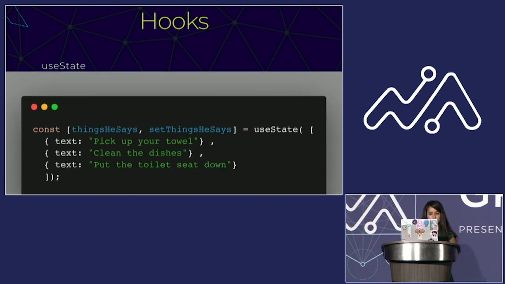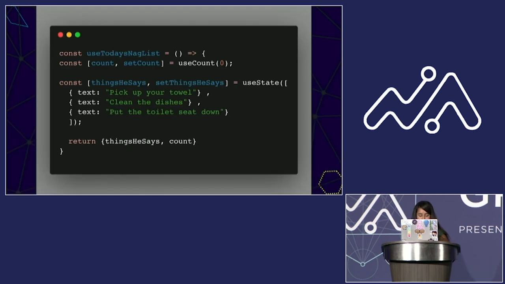Here's an example of a to-do list that my fiance gives me. So useState is simple. It can take a constant variable, or it can even take objects. So here we have passed in objects. And if we want to update this to-do list, we can simply call setThingsHeSays and update it to another object. One thing I find really cool about hooks is that you can use multiple hooks together. So I can just create a today's nag list and use the counter and the to-do list to return thingsHeSays and count. So I've made a custom hook here.